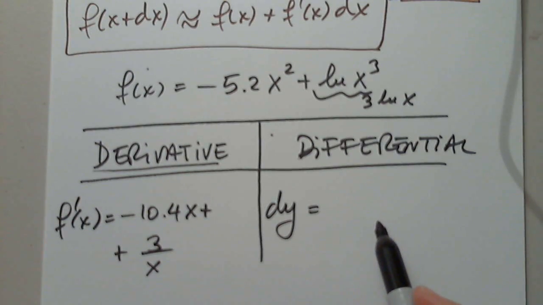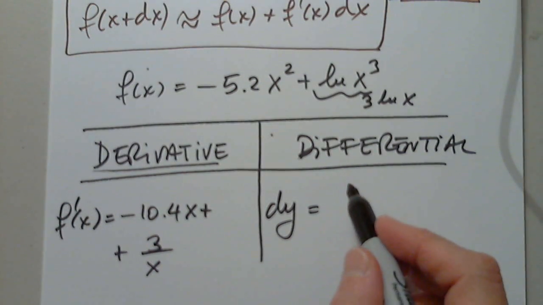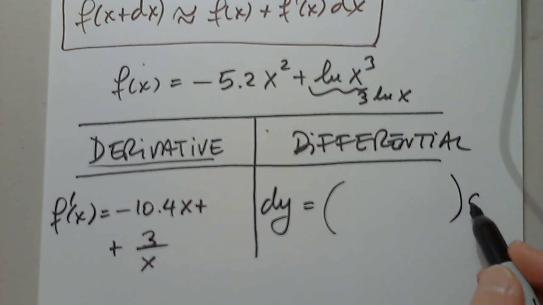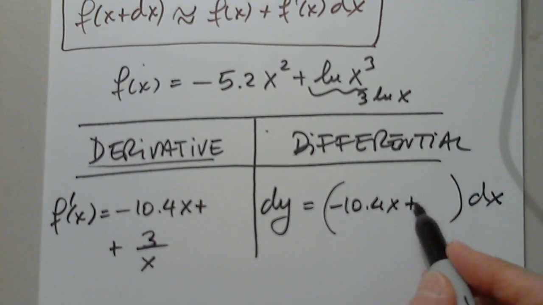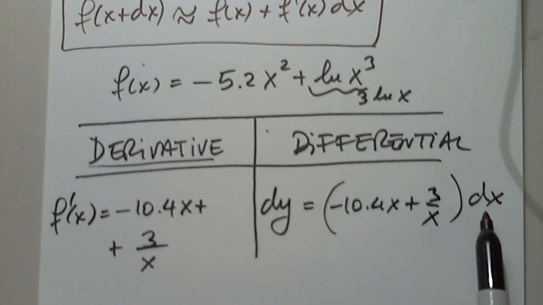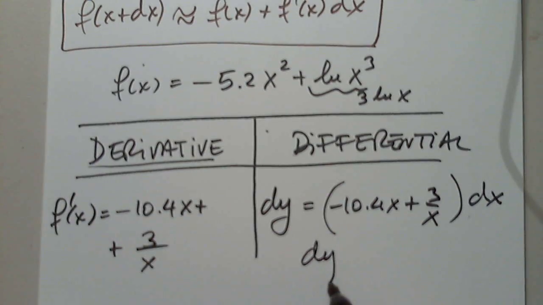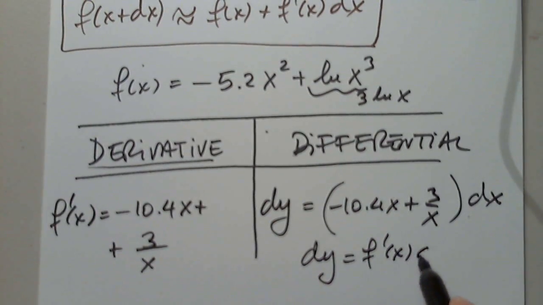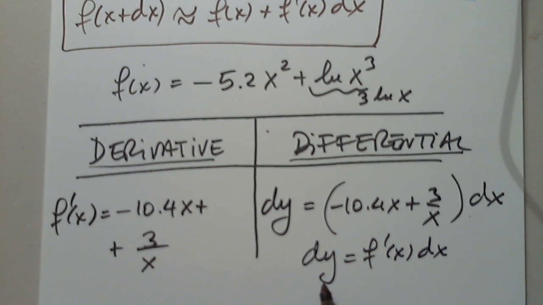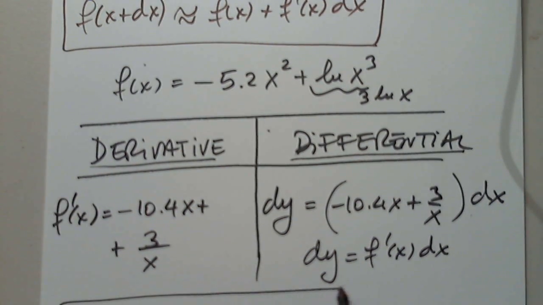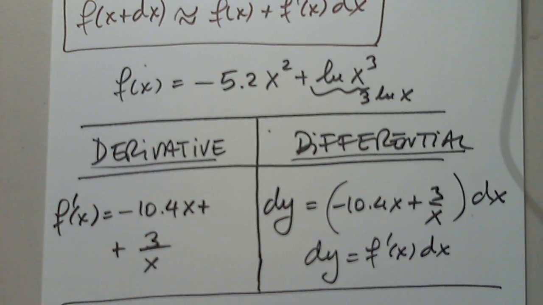How do I write this? Negative 10.4x plus 3 over x times dx. So remember, please, dy equals f prime of x dx. The differential of y is dy. And you can say, why is this so important? You'll see, especially in chapter 5.